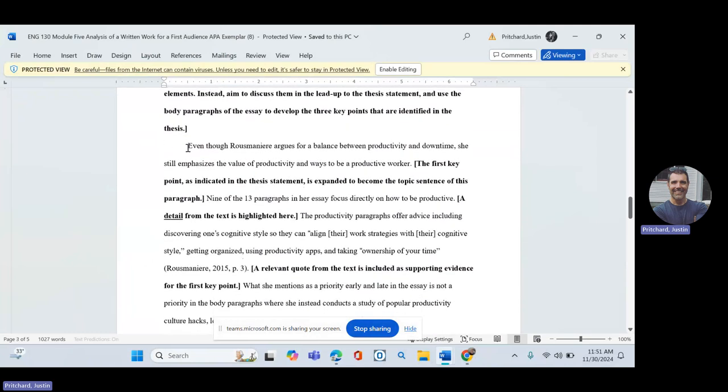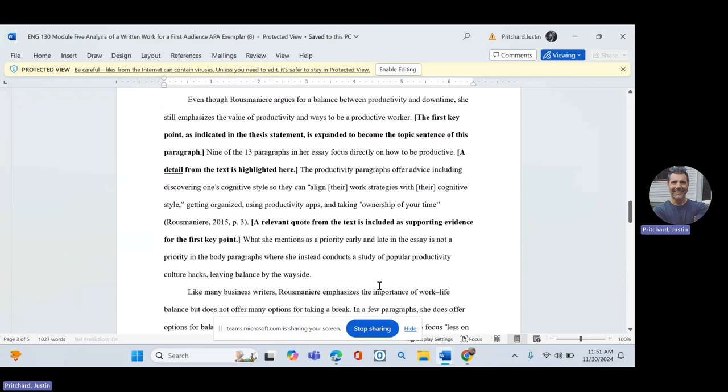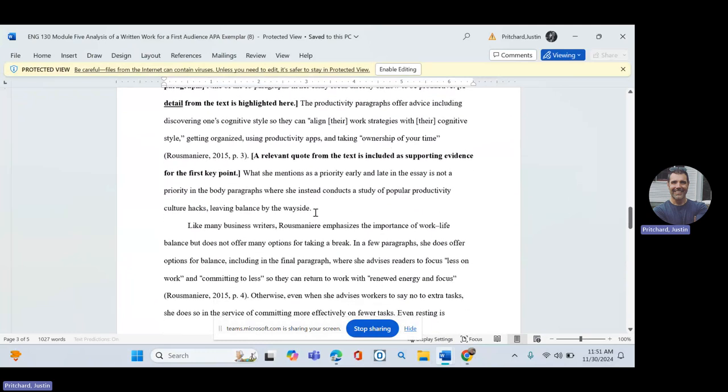But what you notice about these paragraphs is that you have a topic, right? So we have this counterpoint, right? Even though the author argues for a balance between these two ideas, she emphasizes the productivity and ways to be a productive worker. So the productivity and ways to be a productive worker, this is a transition statement. This is a topic sentence. And now we go into contextualizing the topic sentence, quoting to support that, explaining what that means in terms of our overarching thesis, right? And connecting it back to our purpose.